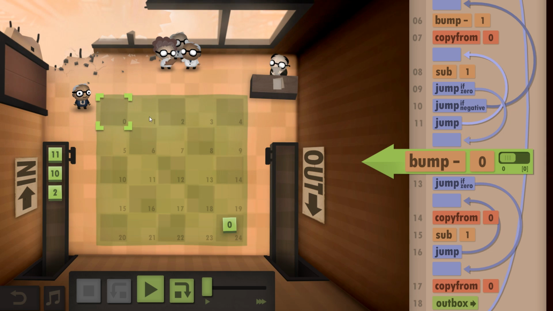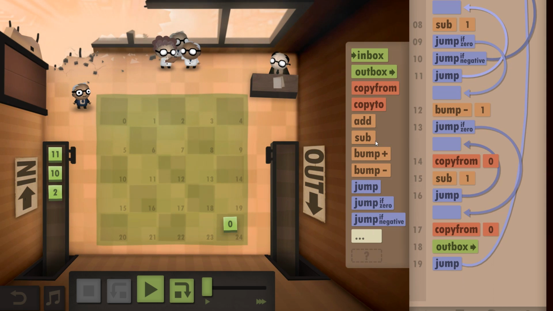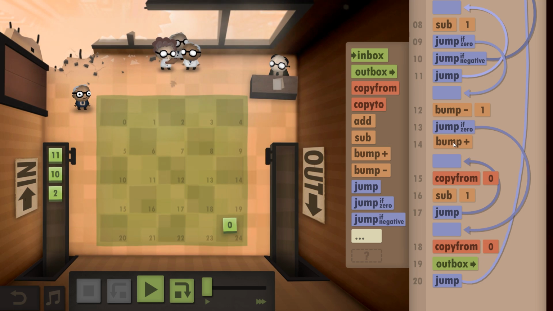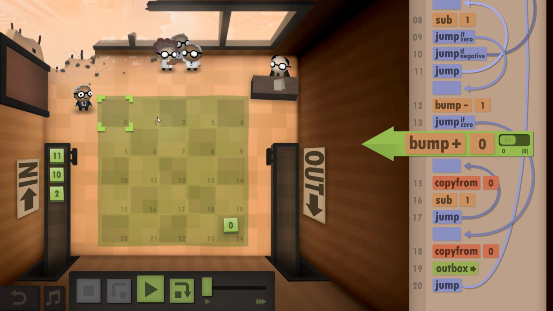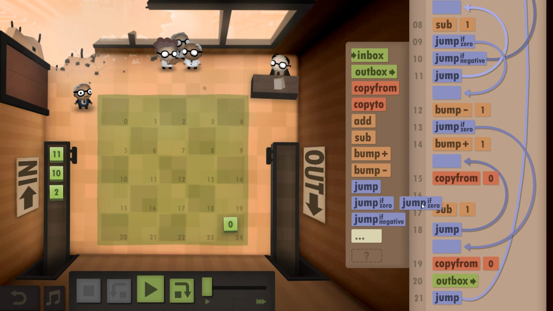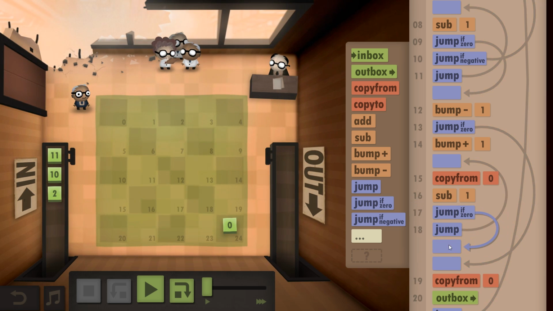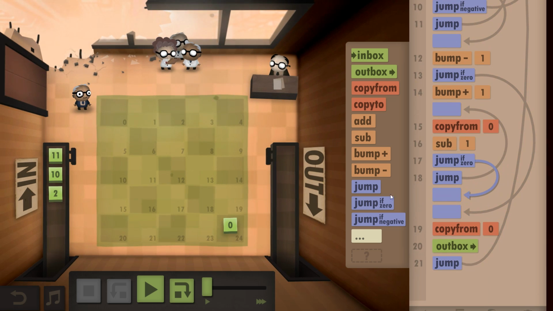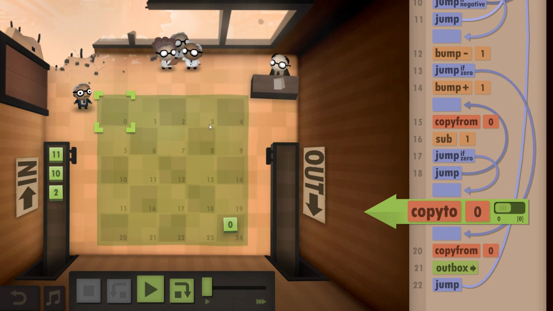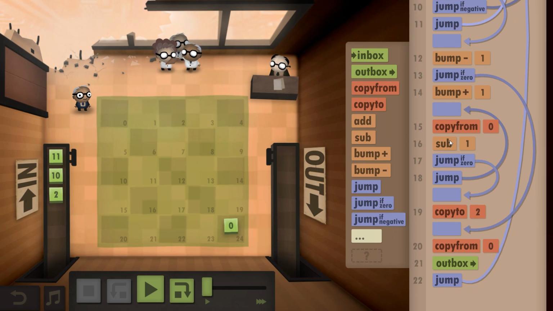I'll bump it. And if it's 0, then do that, and if it's not, then I'll bump it back up. And then I'll copy from and subtract 1 until I hit 0. Ah, this is so complicated. This is my result, which I save right here. Oh man, oh man.